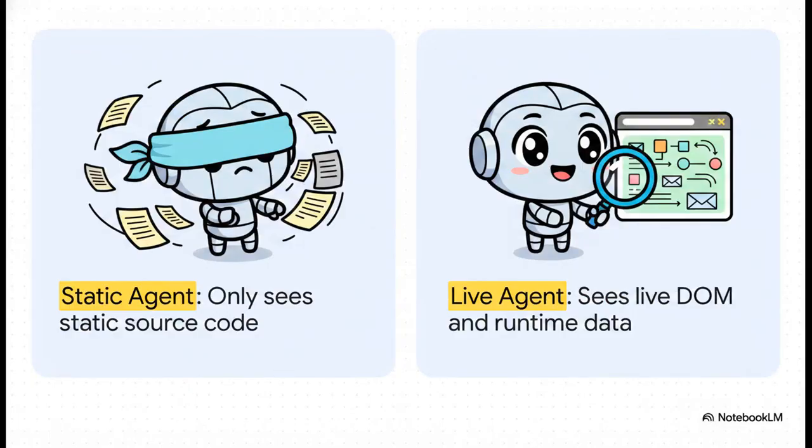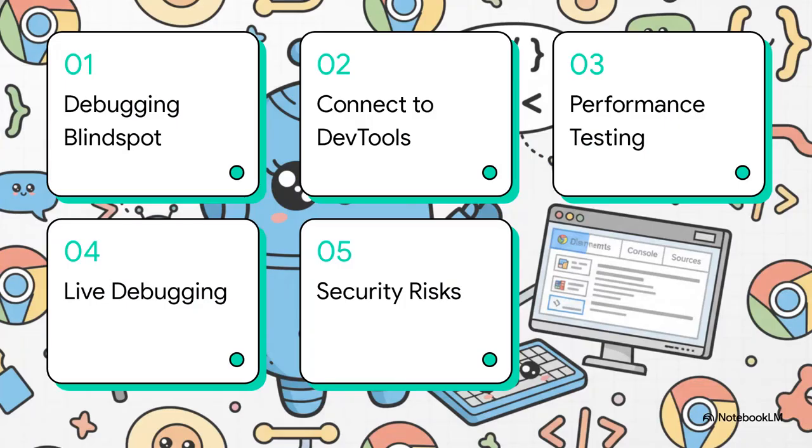And this right here brilliantly illustrates the core difference we're talking about today. Think about a blind agent. It's stuck only seeing your static source files. It's kind of like trying to solve a puzzle in the dark. But an agent equipped with Chrome DevTools, that's a game changer. It can actually see the live document object model, it can inspect failing network requests, and it interacts with the actual runtime data. It does exactly what you and I do when we're hunting down a nasty bug in the wild. So let's dive right into this.